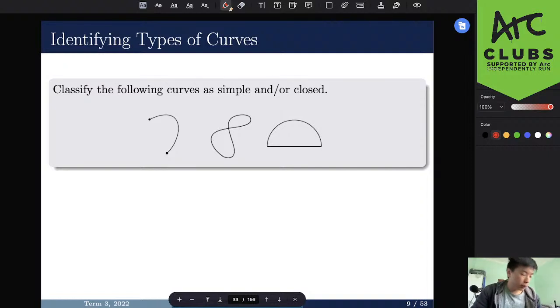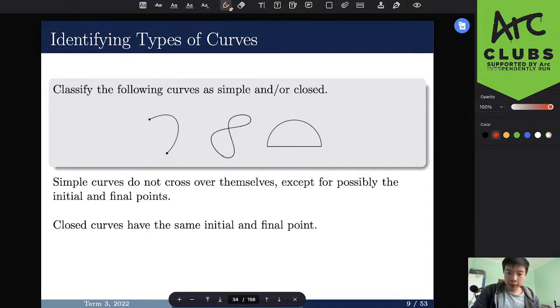Essentially, we want to try to classify these kinds of curves because it's very important to know what type of curve you're dealing with when you integrate. So we have a couple properties. The first property is that it's simple. It essentially means that it does not cross over itself. There's no point where a later t value will be at that same exact point. And we have closed curves, which essentially just mean that they have the same initial and final point.